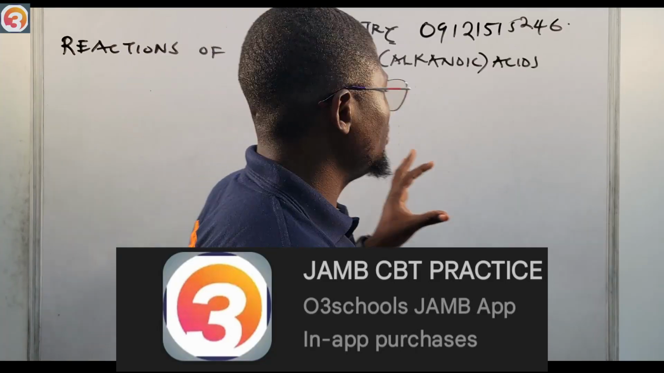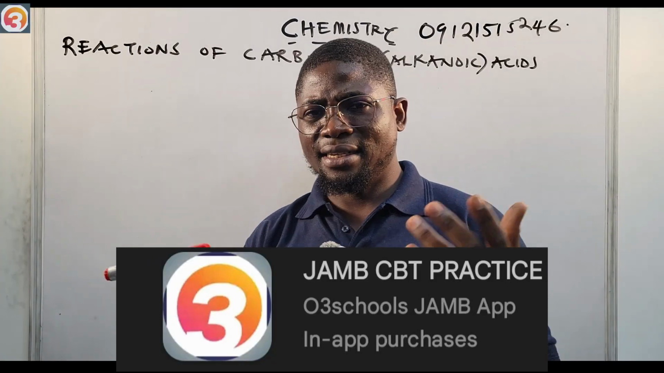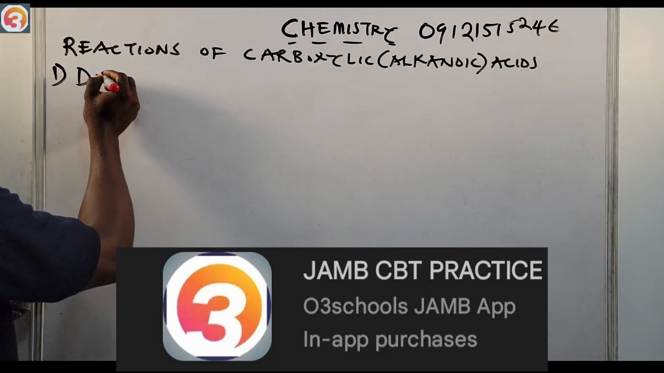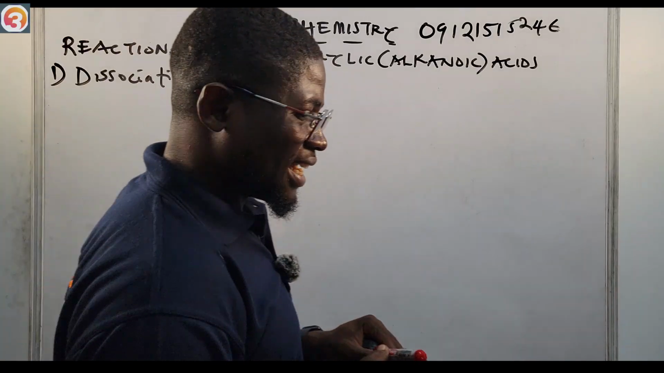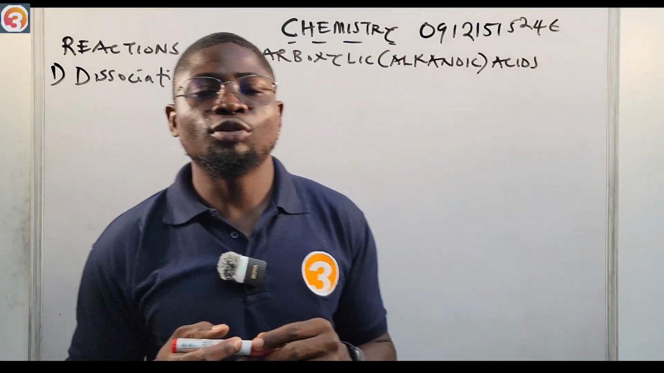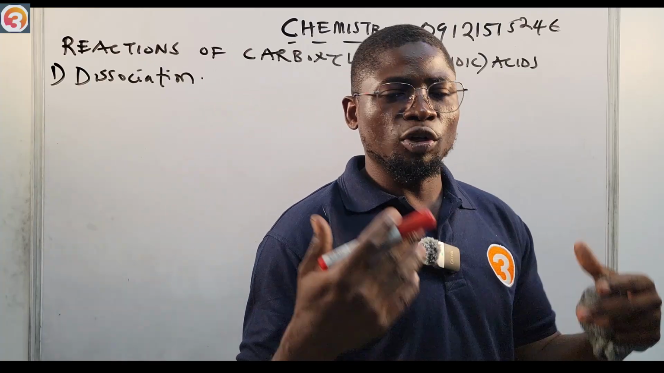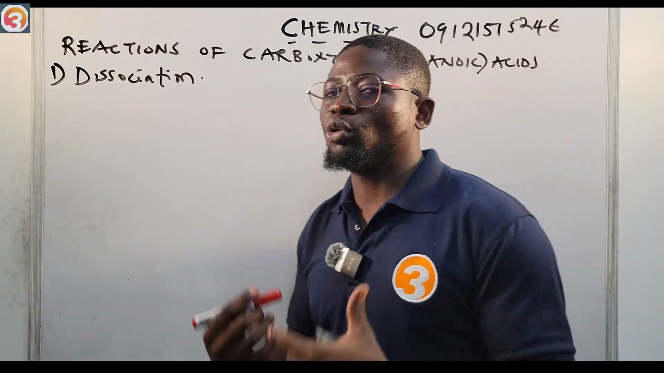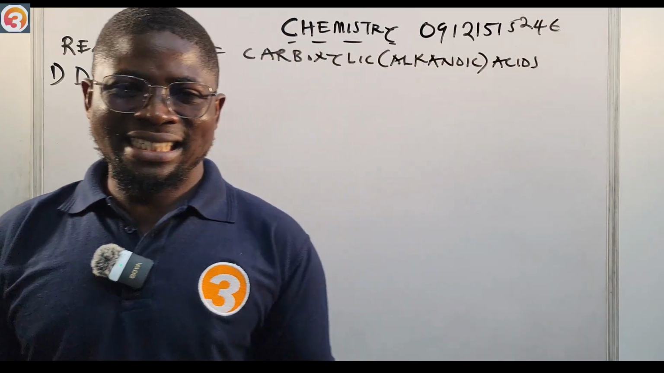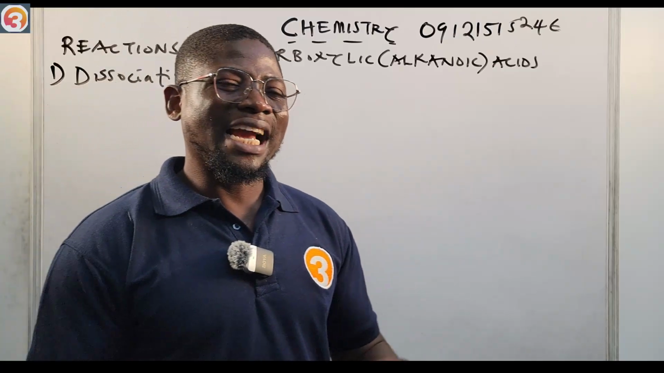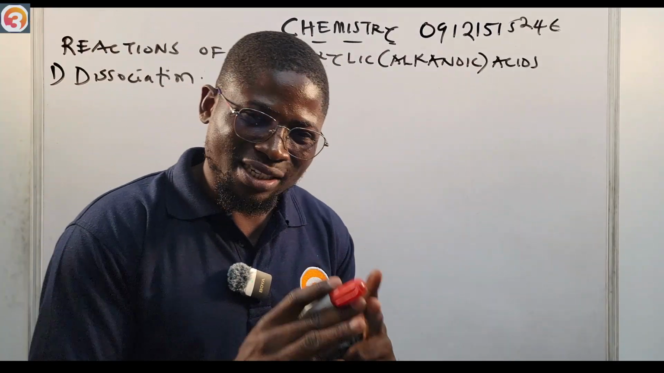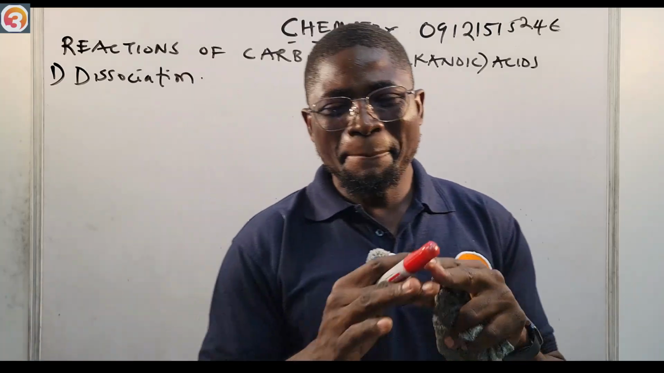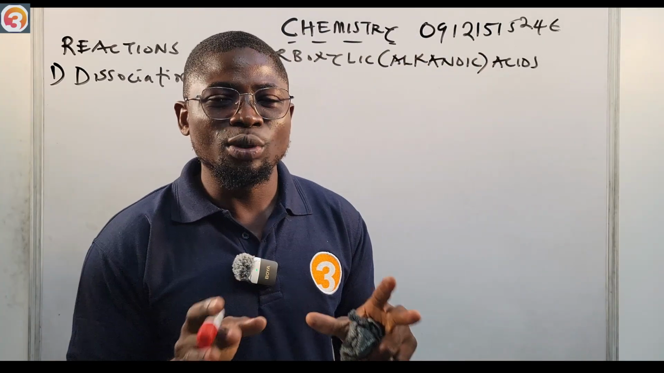So let's go to the reactions of carboxylic acids. Number one is dissociation. We know that generally acids are proton donors, so they donate protons. But carboxylic acids are weak acids, so they partially dissociate into their ions.